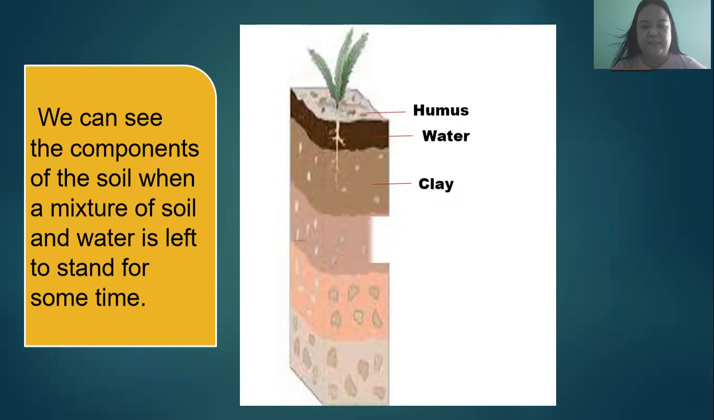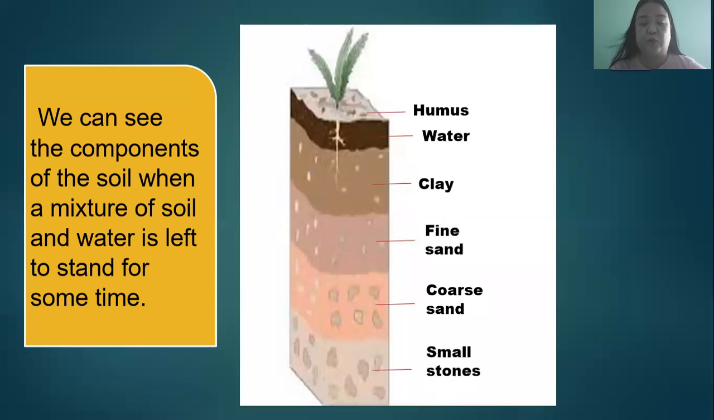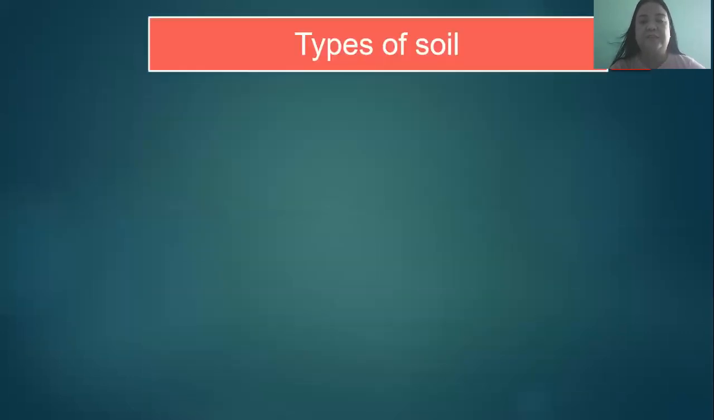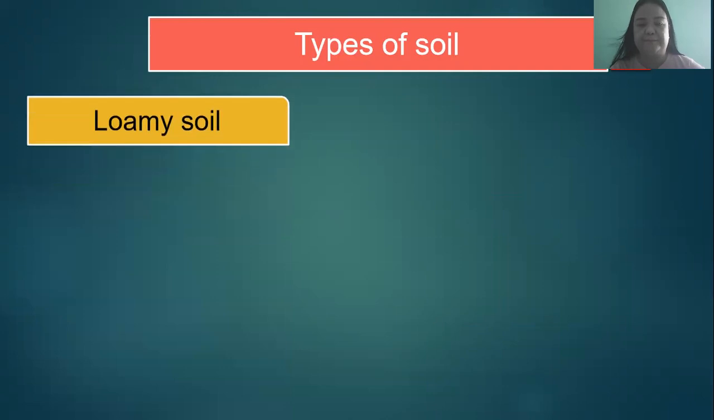It's sticky. Next layer is a fine sand, very tiny particles. It looks smooth. Okay, next is coarse sand. Coarse sand has small particles of sand. And lastly, the small stone. So small stone is bigger than sand. All right? Now, let's talk about the types of soil.